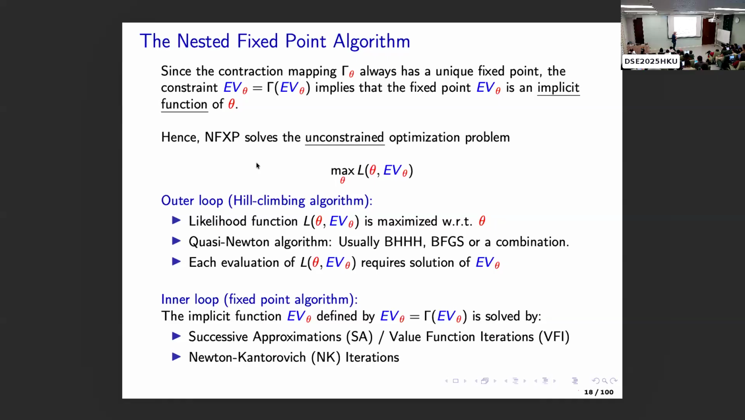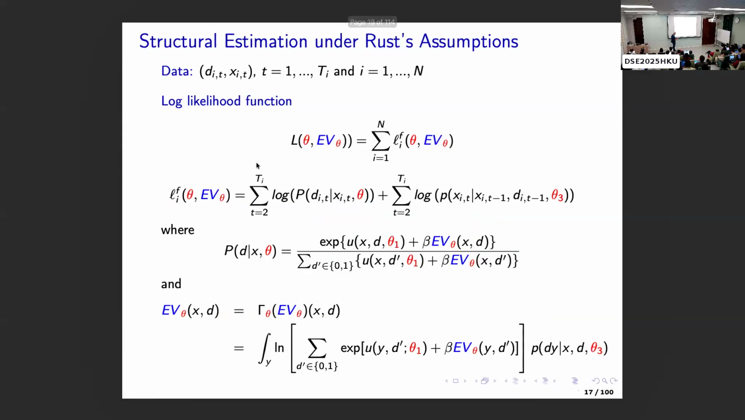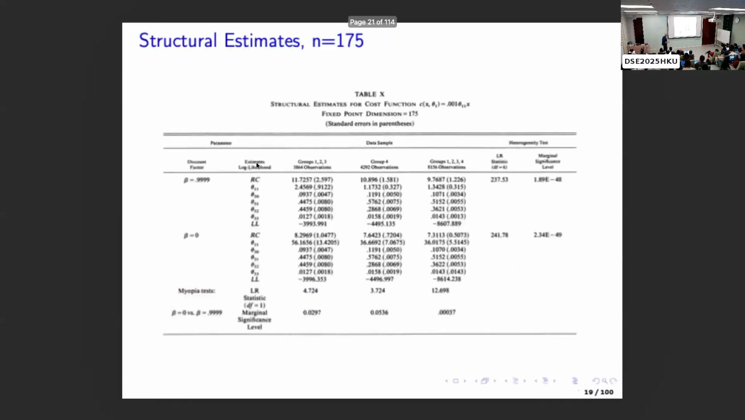So the way to do it is a combination of what we talked about already, like successive approximations or value function iterations, and then Newton-Kantorovich iterations. You can solve this fixed point problem. That's just a set of equations. You can also solve that with Newton's method. I'm going to return to that. It turns out to be a good thing to combine these two ideas. So given all that, we can now estimate the model.